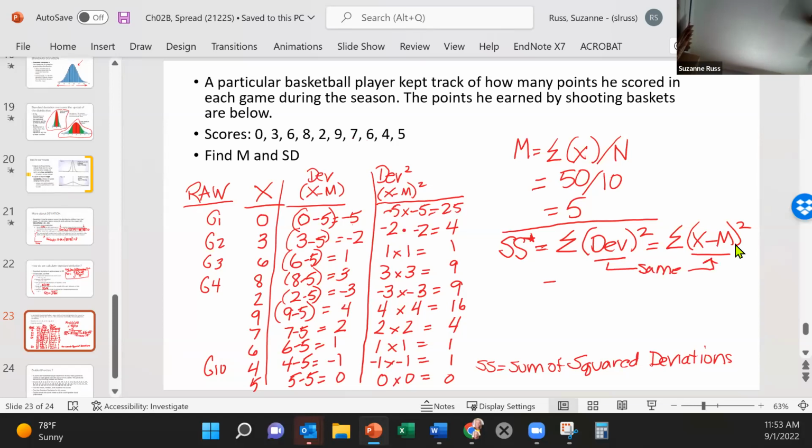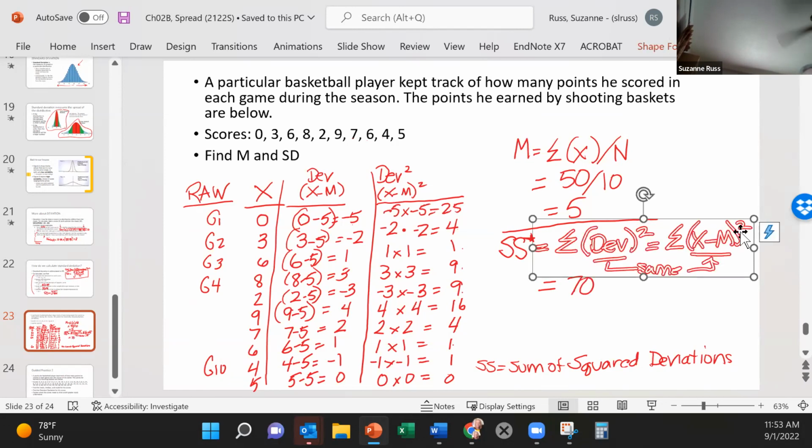So we sum our squared deviations. We have to just add all these up. So I'm going to start with 16 and 4 is 20, 21, 22, 31, 40, 41, 45 plus 25. 45 plus 25 is 70. So our sum of squares is 70.